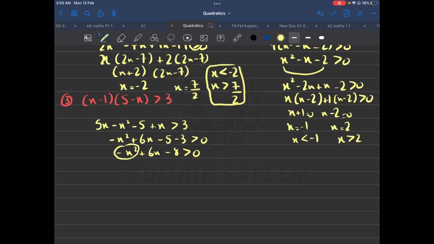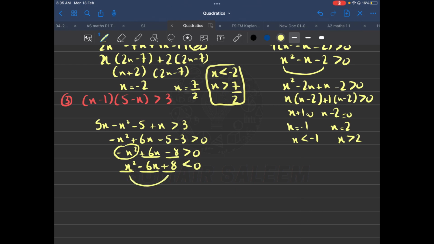So in order to convert to positive, you'll shift everything to the other side, which means I'm going to change all the signs. Minus x squared will become plus x squared. Plus 6x will become minus 6x. Minus 8 will become plus 8. And the sign will flip: less than 0.